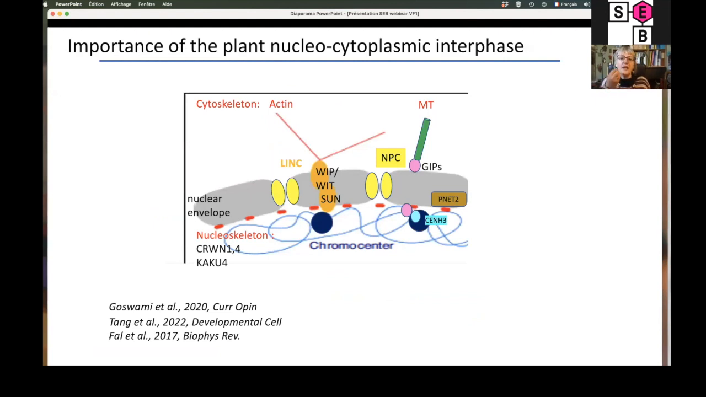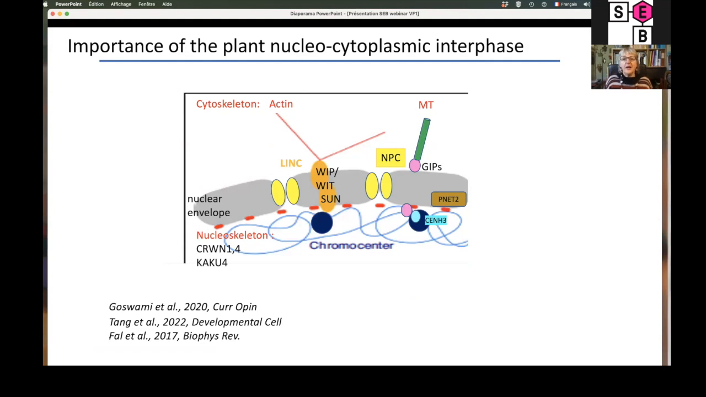Now going to the nuclear envelope in plants, we know that there are some well-defined LINC complexes that have been well characterized, in clear connection with the actin cytoskeleton and chromatin thanks to the nucleoskeleton, that is, some specific proteins such as CRWN1, 4, and KAKU4. But we have also identified in our team small gene proteins which are connected on the outer nuclear membrane with microtubules, but also connected with chromatin at the centromeric level.